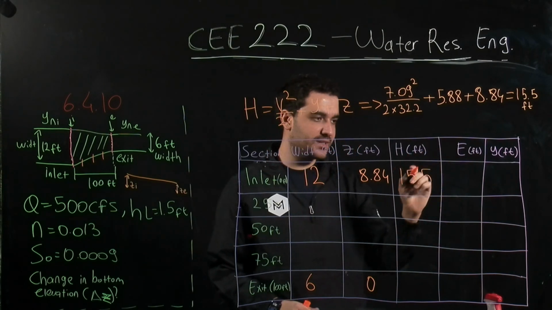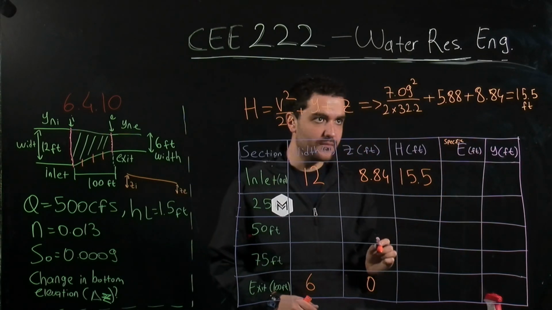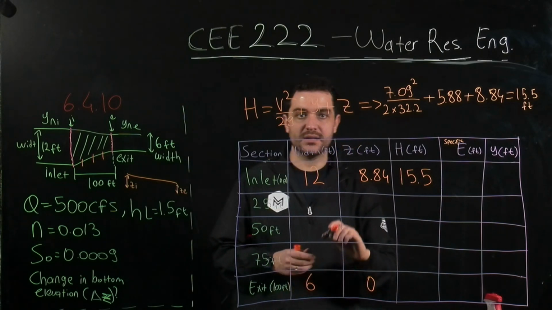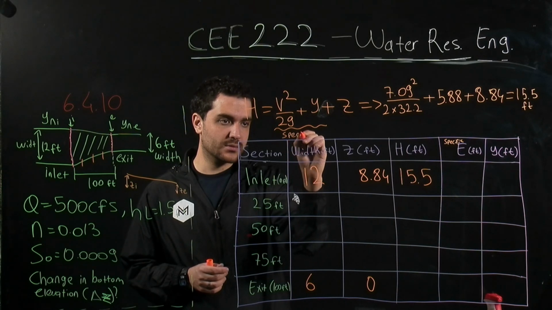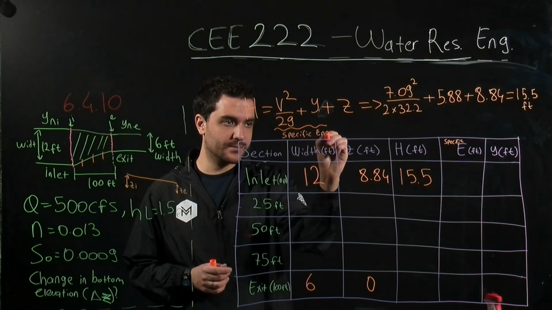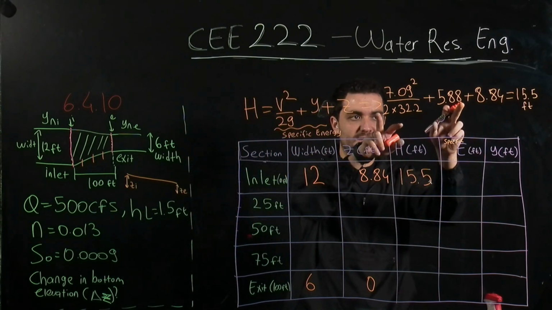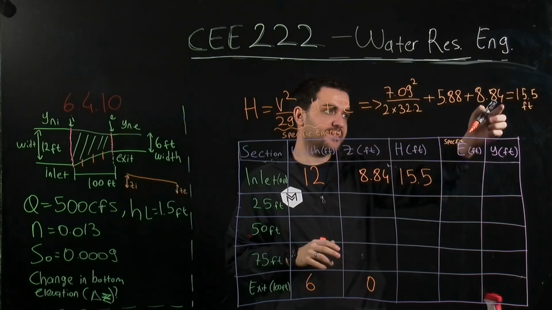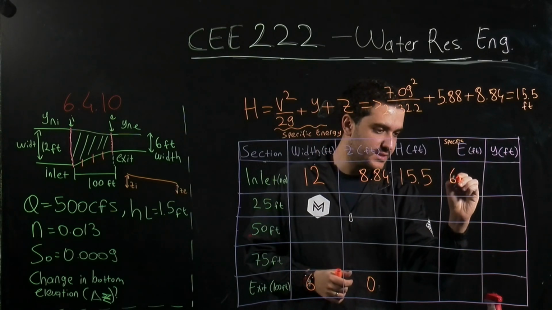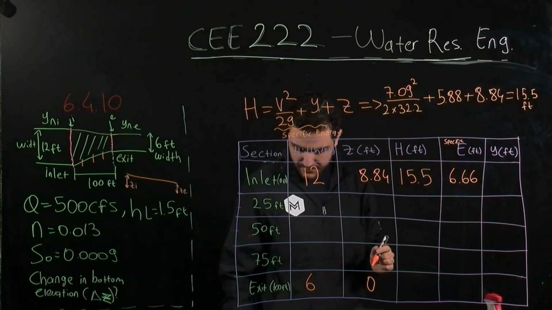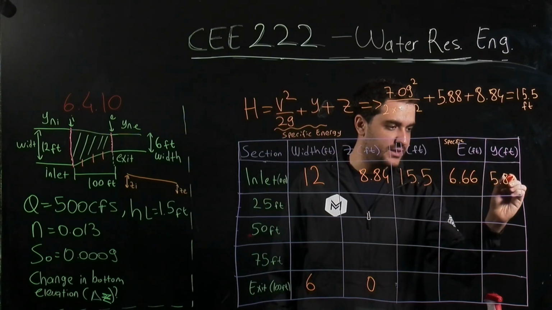To calculate the specific energy, if you remember, the specific energy is only this part. So if we remove the bottom elevation from this equation, we get 15.5 minus 8.84, which is 6.66. And the depth was already found as 5.88.